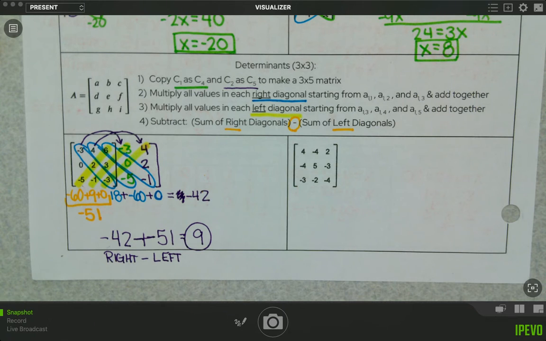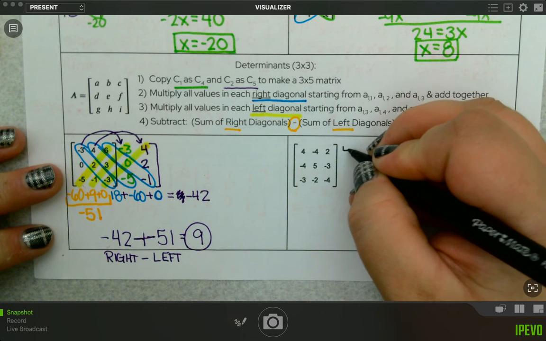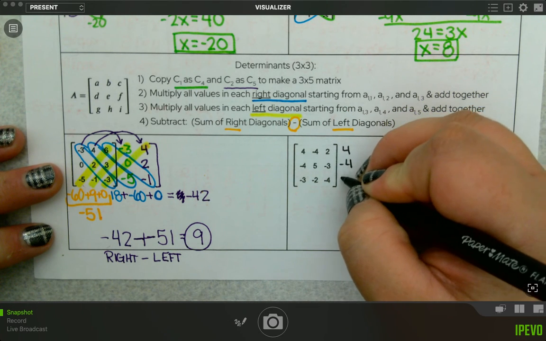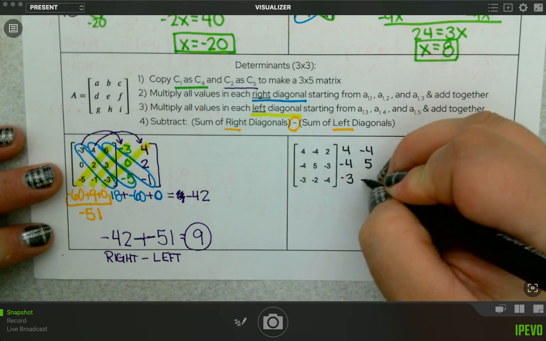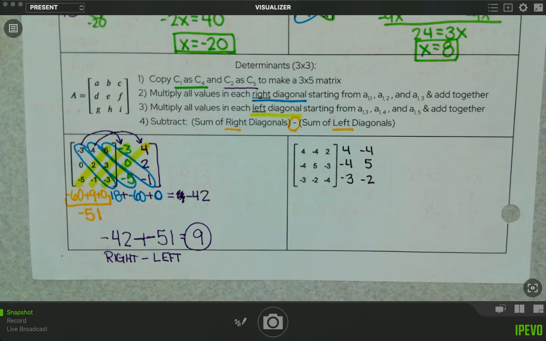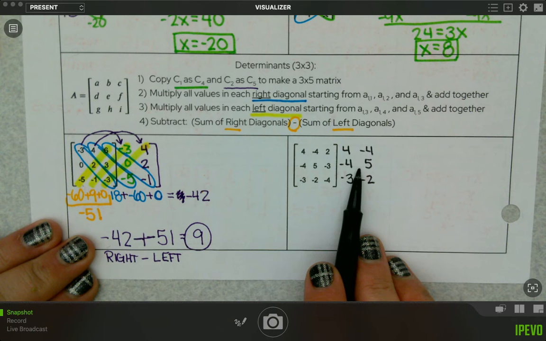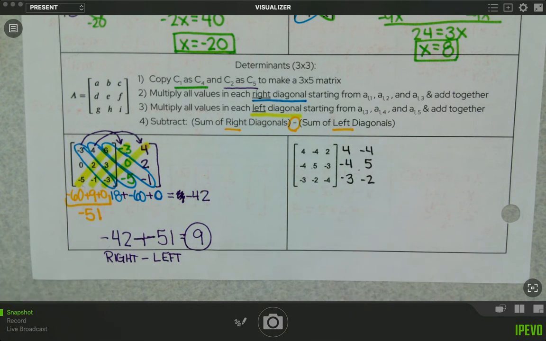Okay, the second and third ones become way easier because now you've seen it once. Or it becomes easier the more you do it. Kind of like multiplying matrices did. Okay, so I'll do it one more time over here on the right. Start by rewriting the first two columns. Okay, so I'm just copying this one right here, this one right here.